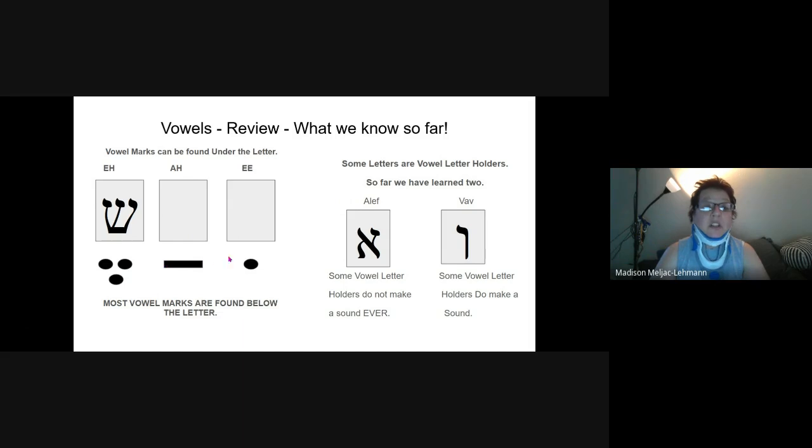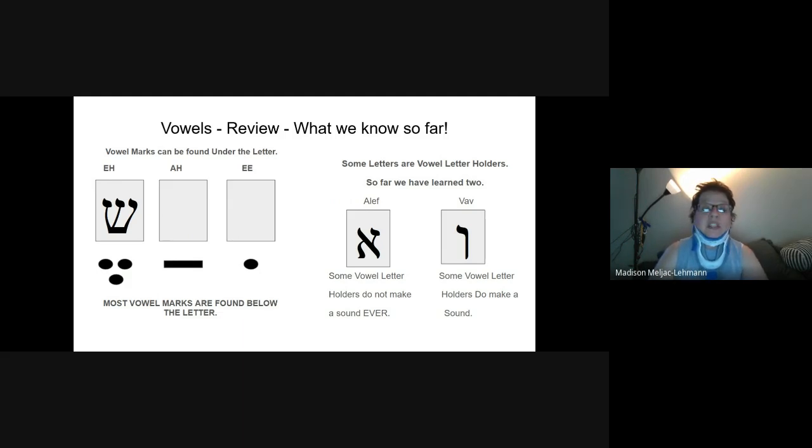Most vowel marks are found under the letter. So that's the other thing. The majority of them are found under the letters. Okay, now this is more complicated on the right side. So this is another good sheet to hold on to help you remember.